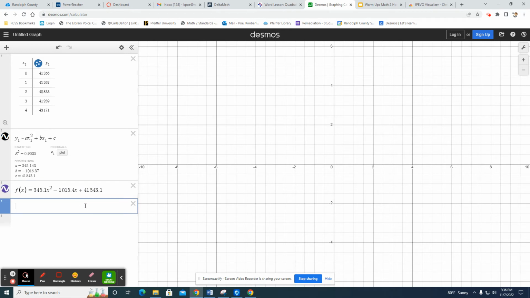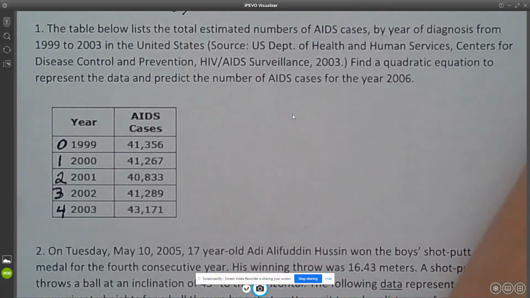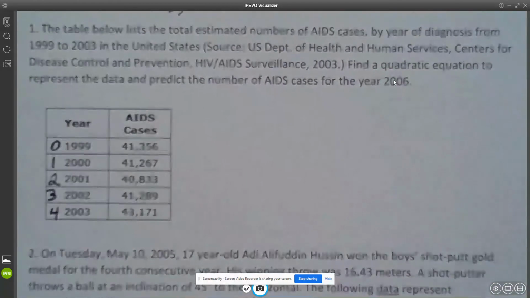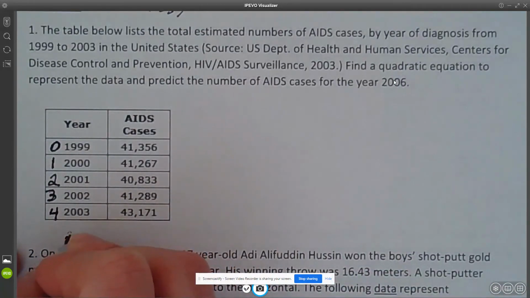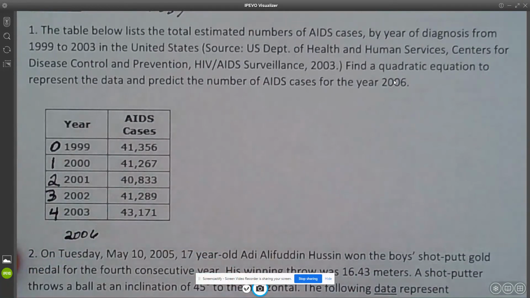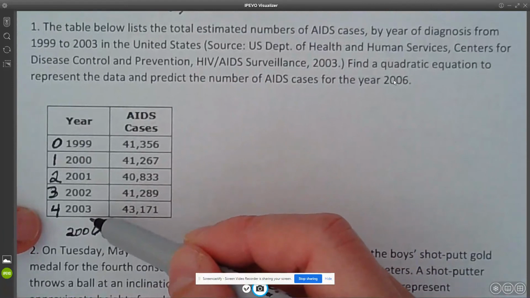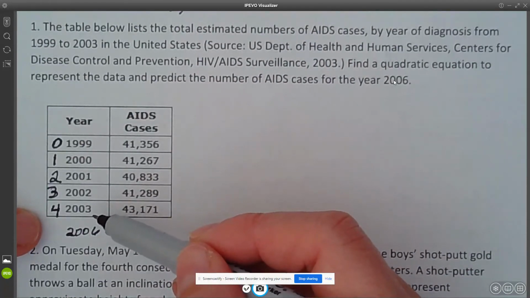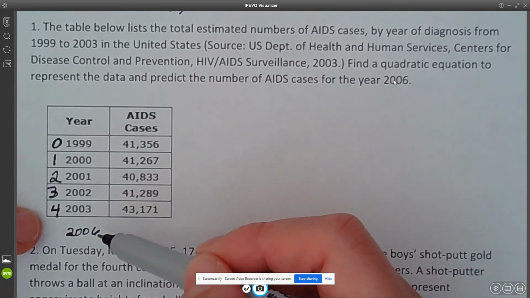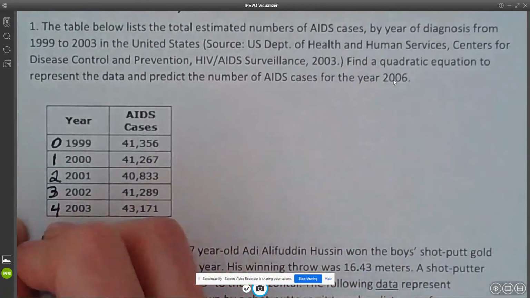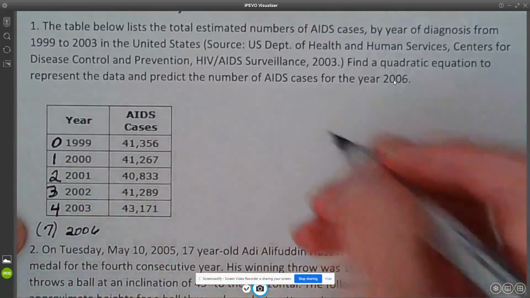Now it asks us, let's go back to our paper, make sure we remember. It asked us for year 2006. So now let's think about this. How far is 2006 away from 1999? Well, 2003 was 4 years away, and this is 3 more years. 4, 5, 6 is 3 more years. So that means I'm looking for year 7. That's what I'm looking for.